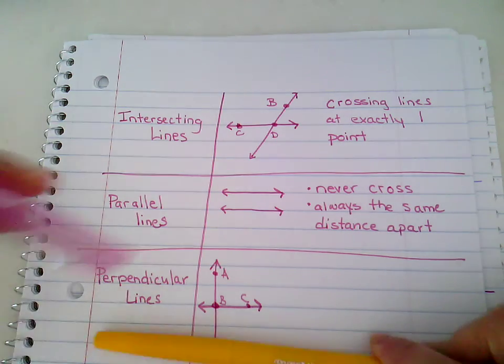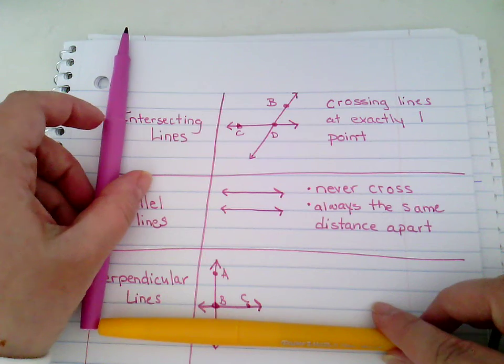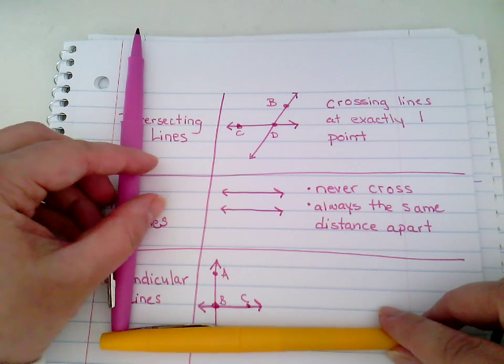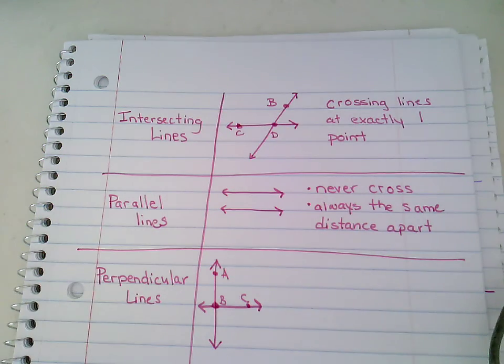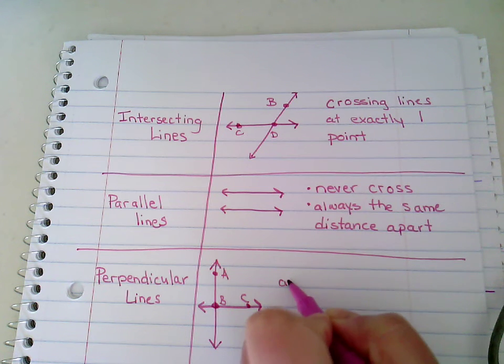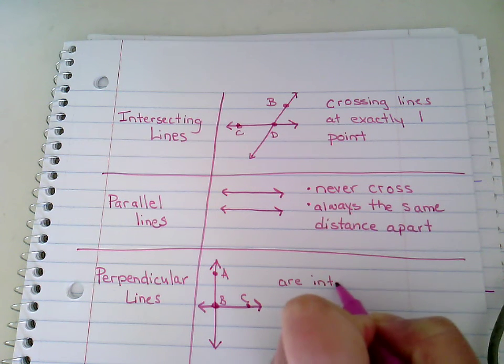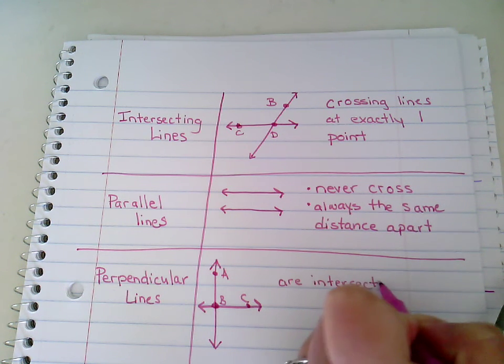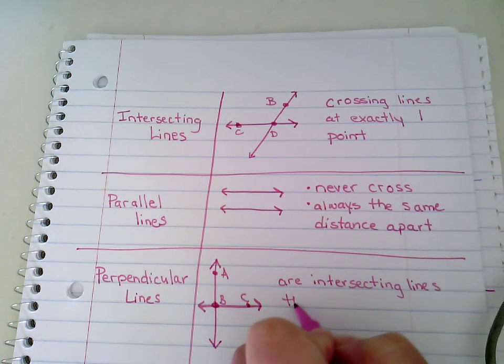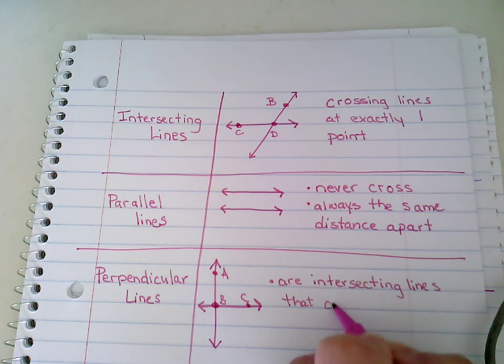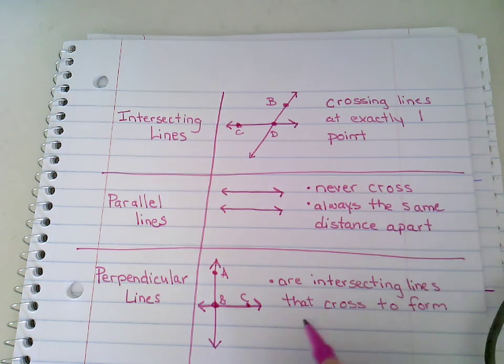If you remember from last week, a perfect right angle is when it makes that perfect L shape. Has to be a perfect L. It can be an upside down L like this, but it has to be perfect 90 degrees. So perpendicular lines are intersecting lines that cross to form right angles.